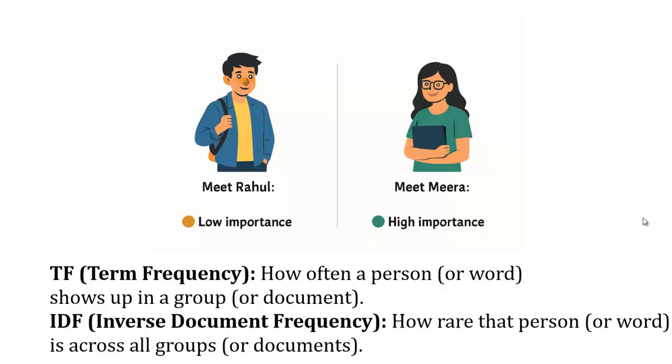So please remember, a word that appears often in one place but rarely everywhere else is important. I am repeating, a word that appears often in one place but rarely everywhere else is important. Just like a person who is known only in a specific group like Meera helps you understand that group better. This is the exact idea behind TF-IDF. So just keep this example in mind as we move into the technical explanation of TF-IDF.